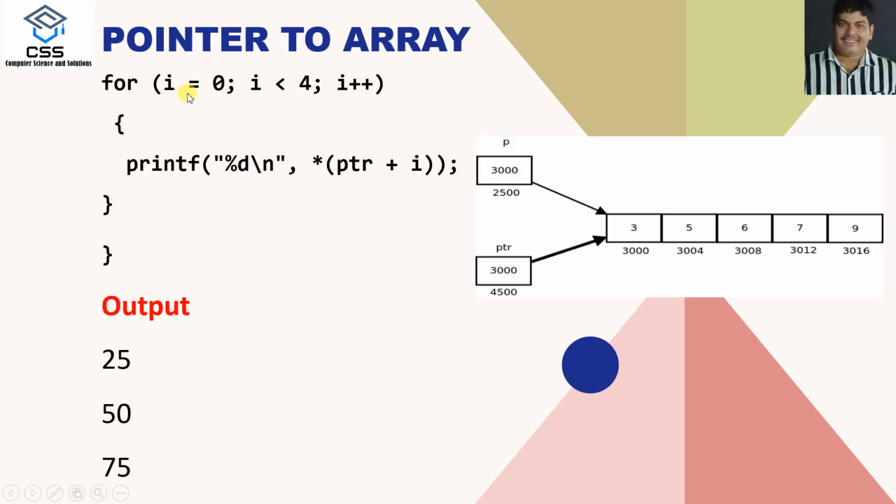How many times? 4 times. 0 is less than 4, yes. Pointer of ptr plus i, that is ptr of 0, means the first location where it is stored. Then i is incremented by 1. 1 is less than 4, yes. ptr of 1 means it will move to the next location. Like this, 4 times we move through the pointer, then you can access it. Accessing the array is equal to accessing the pointer.